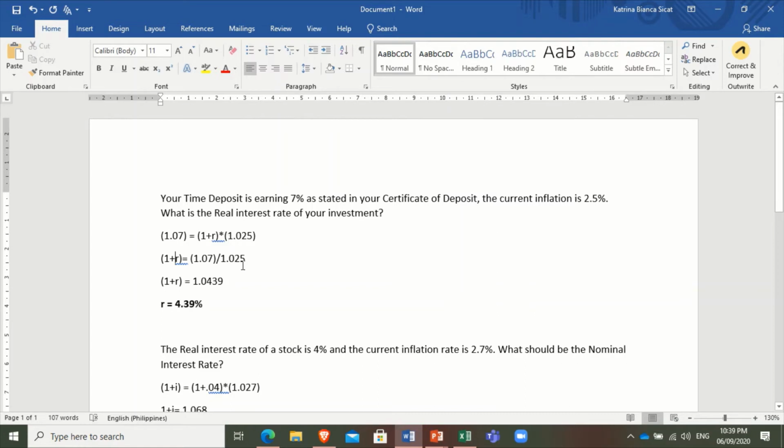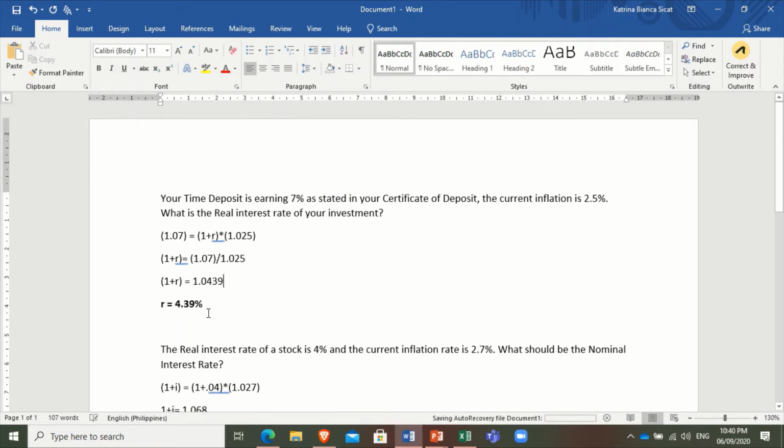Review na lang natin yung algebra natin, ano? So, basically, what's gonna happen is 1.07 divided by 1.025, you will get the answer 1.0439. Okay, so para matanggal itong 1 dito sa ating equation at may iwan itong r natin, you will simply subtract 1.0439 minus 1.